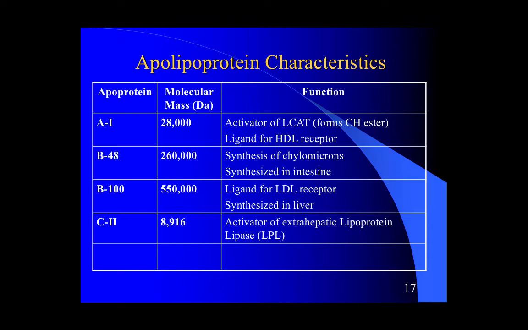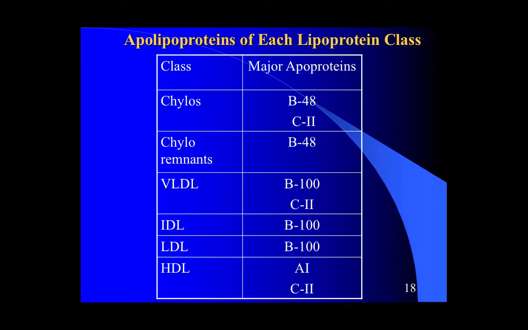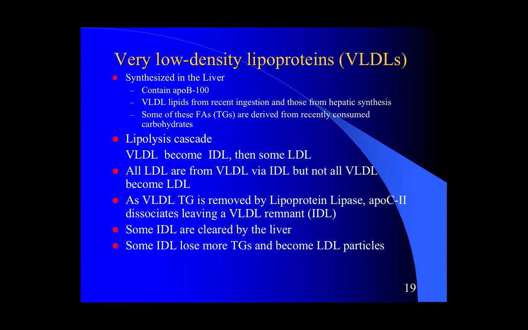And then the last one is C2. We talked about that. This is a table to help you if you're drawing out your diagram so you know which apolipoproteins go with which lipoprotein. And here's fun facts about VLDL. Synthesized in the liver, contain B100. I'll let you go through those.